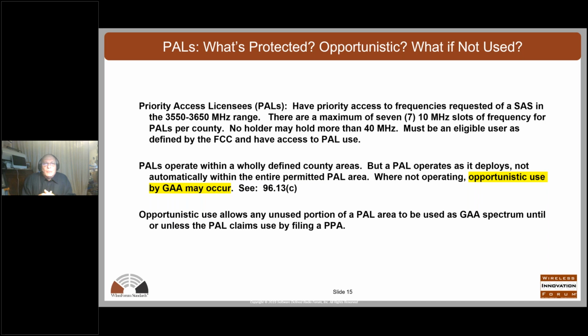All right, if a PAL is not being used, then the rest of the spectrum is allowed to be used opportunistically as GAA spectrum. And GAA spectrum is open to any party that wants to use it. And it's not even a first come, first served basis. GAA is open if someone requests it and there isn't an interference that needs to be protected against. The SAS will give you opportunities to use that. Move on to the next slide, please.